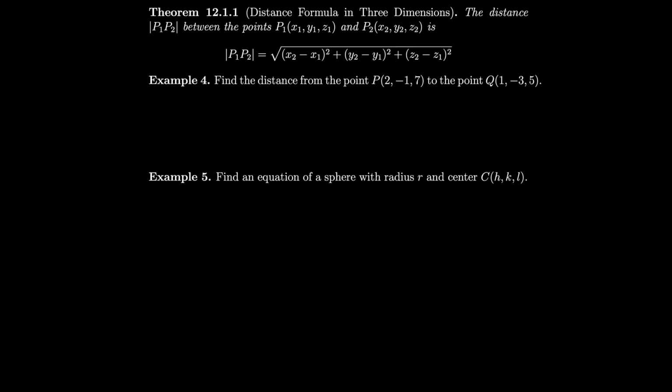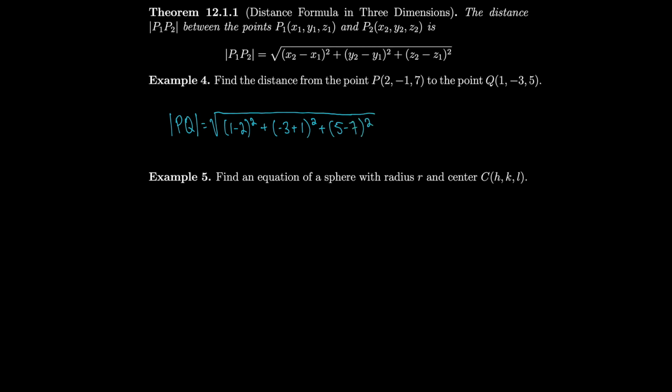So let's get the distance between points P and Q given in example 4. So we have the distance between P and Q given by the square root of the difference between each of the coordinates squared. So 1 minus 2, because I'm starting with Q going to P, but it doesn't really matter because I'm squaring anyway, so the order doesn't matter. But next we get minus 3 plus 1, because minus minus 1 is plus 1, and then 5 minus 7.